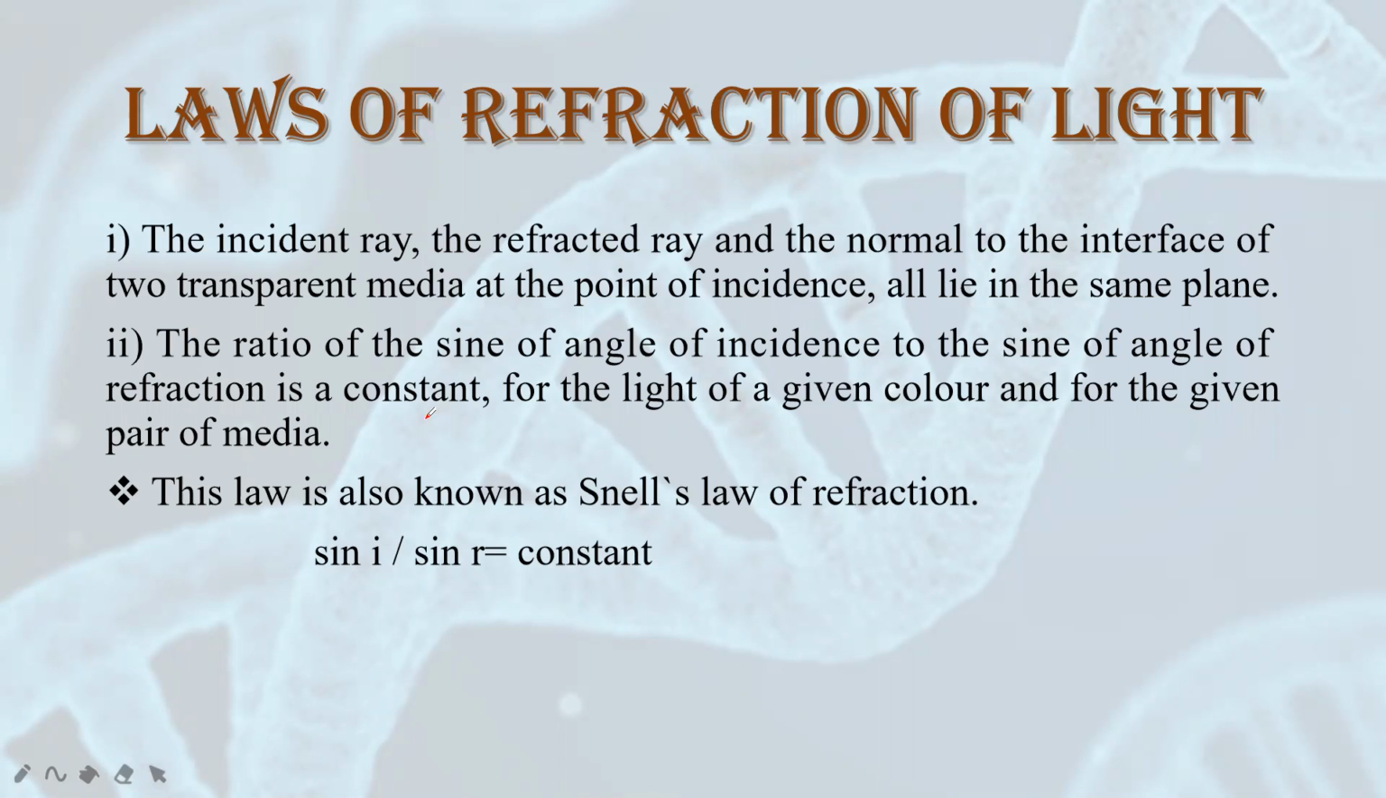What does the second law say? The second law says that the ratio of sine of angle of incidence to the sine of angle of refraction is always a constant, for the light of a given color and for a given pair of media. You have to remember this, that it is for a given color and given pair of media. This law can also be called Snell's law of refraction. This is the formula of Snell's law of refraction: sin i upon sin r is equal to constant.